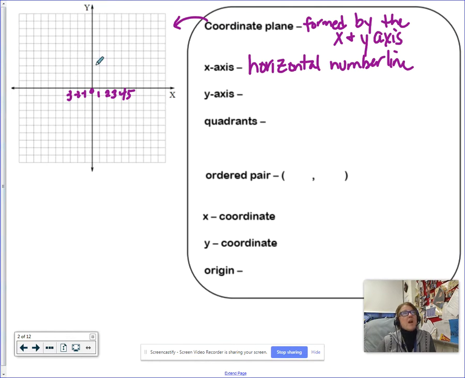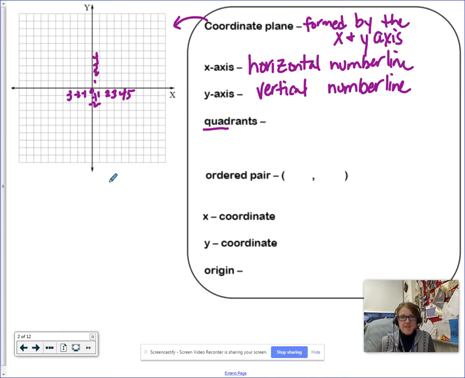Horizontal. The y-axis is the same thing, but it's vertical. So it's our vertical number line with 0 in the center. So your 0, this would be positive 1, 2, 3, 4, and so on. And as I go down or below that origin, then I have negative values: -1, -2, -3, and so on.